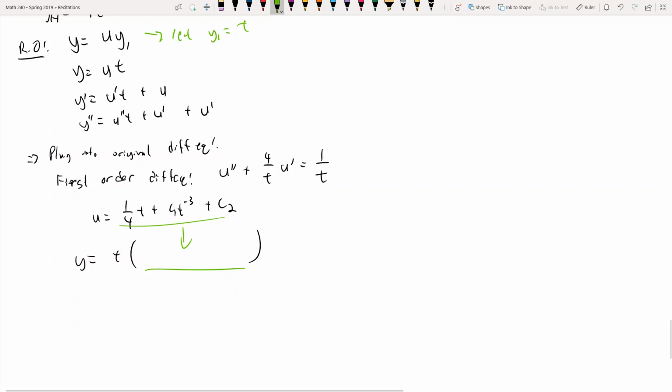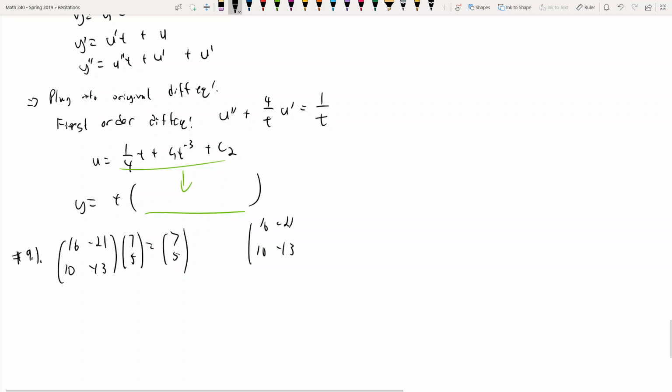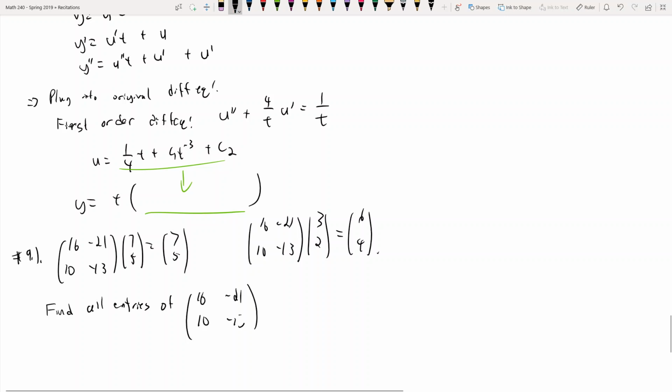All right, so I think I have time for one more. Let's see, number 9. So number 9 is on the board, but it's like [16, -21; 10, -13] times (7, 5) is equal to (7, 5), and [16, -21; 10, -13] times (3, 2) is equal to (6, 4). So you want to find all entries of [16, -21; 10, -13] raised to the 2018 power. And if you see something like this on this exam, it'll be raised to the 2019 power.